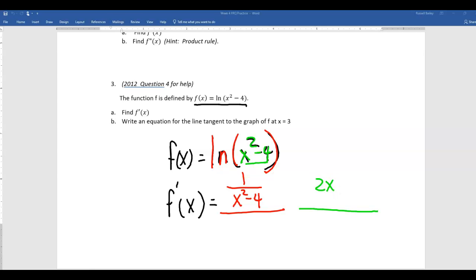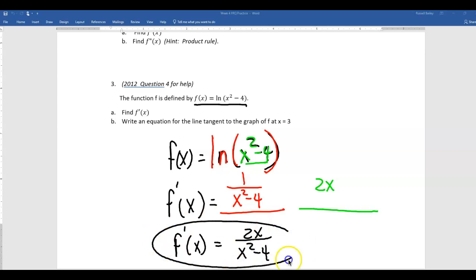And then we can put those together, where we put the 2x in the numerator there. And this cannot be reduced, so that's our answer for 3a. Now, that's going to be helpful for the next part, so I'm going to leave that up there. But that's the answer to a, and that would be worth 1 point probably just for finding the derivative.